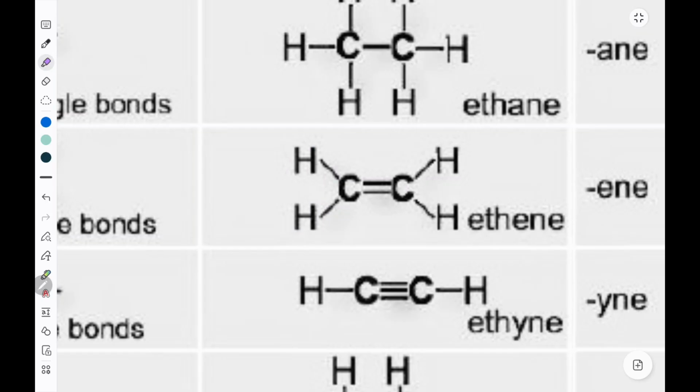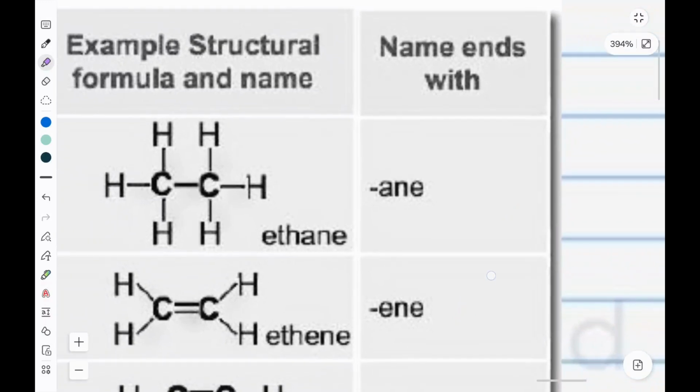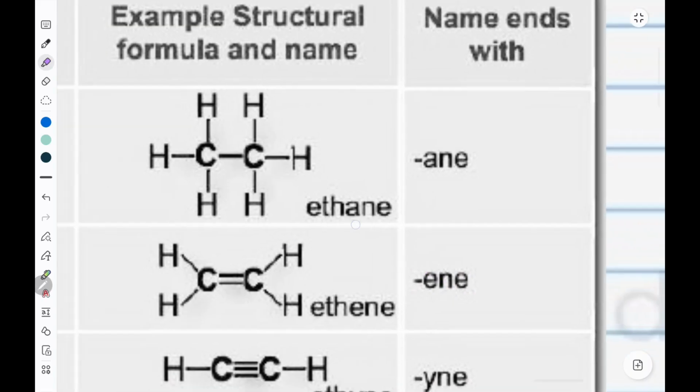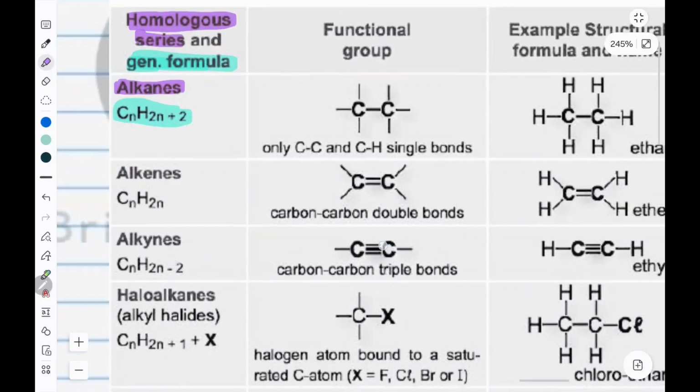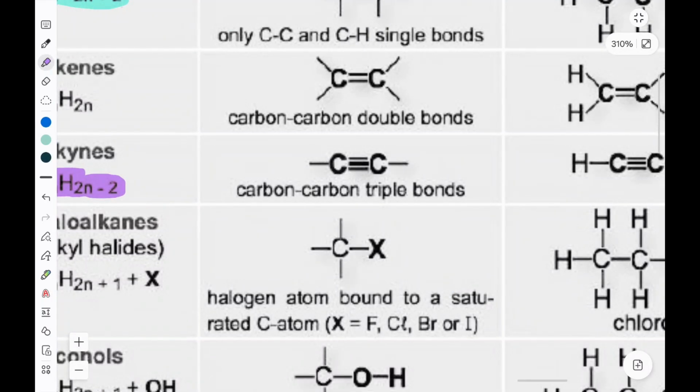So here we have an example, which is ethene, and just like alkanes, these also have a specific suffix that they end with. So every name of this particular group of organic compounds will end with E-N-E at the end. All right, we will do examples of these and you'll see. And then we have alkynes, another homologous series. Alkynes have a general formula of CnH2n-2, right? So what happens there is all of them will have triple bonds in between their carbon atoms, right?